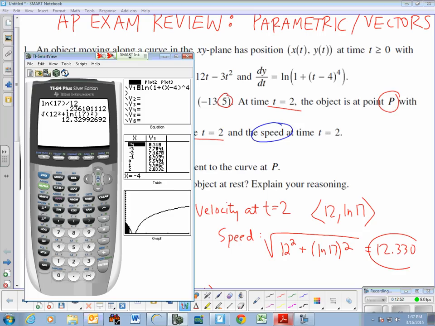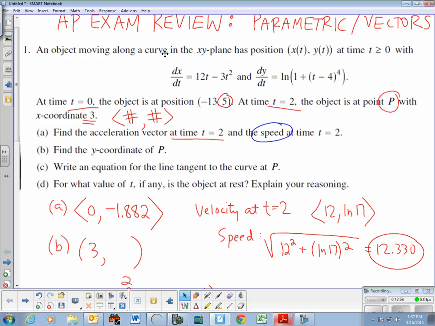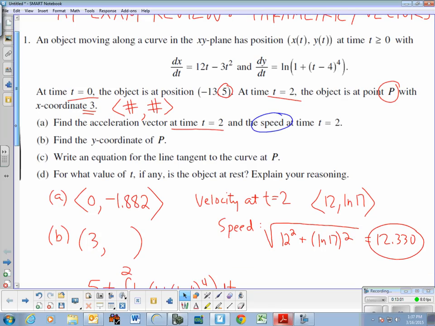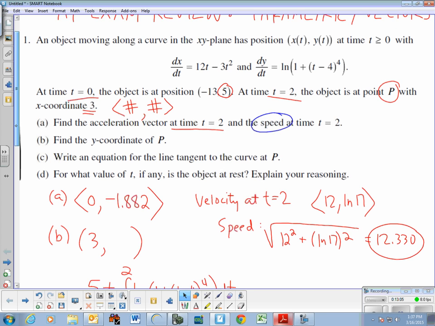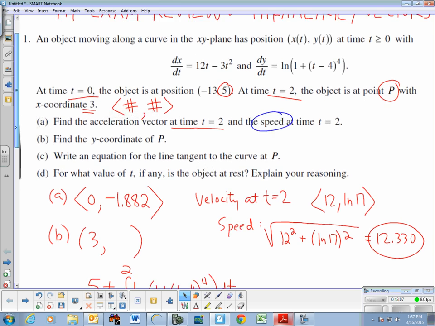Forgive me for overlooking that the first time through, but that brings up a good point. Make sure you answer all parts. Sometimes they'll ask for two things, and if you're not careful, you can leave one out. Okay, finally, D. For what value of t is the object at rest?